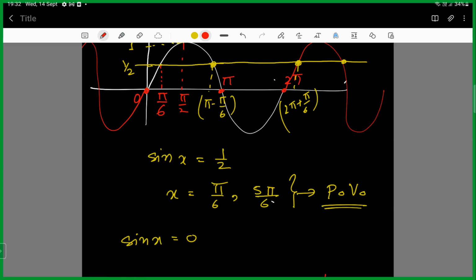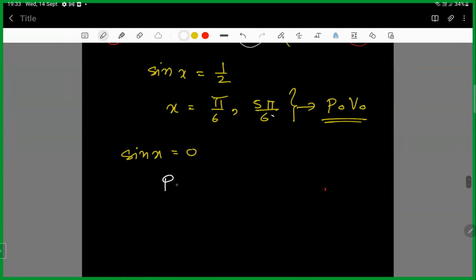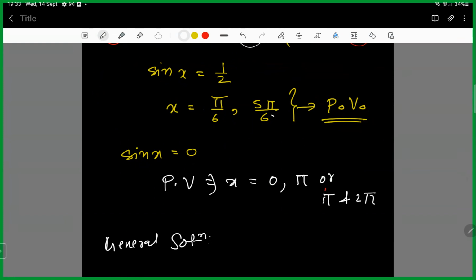Okay, these are the principal solution, and all other solutions that you are getting here, these are all general solution. So principal value will be equal to what? x is equal to 0, pi, or you can write pi and 2 pi. Both are correct. This is your principal value. What is general value? General solution? What will be general solution?